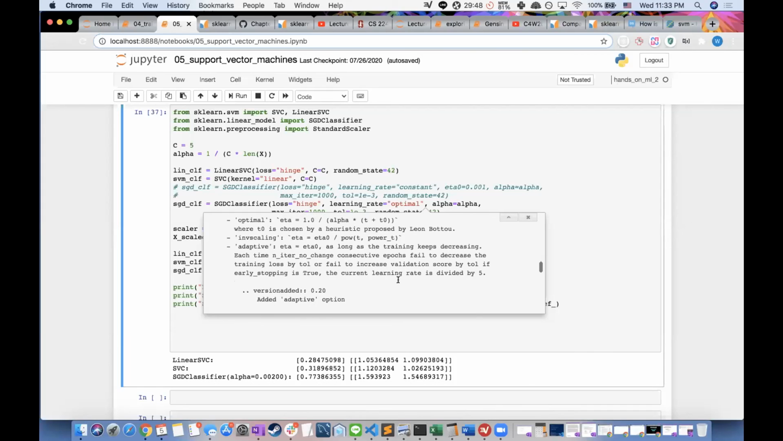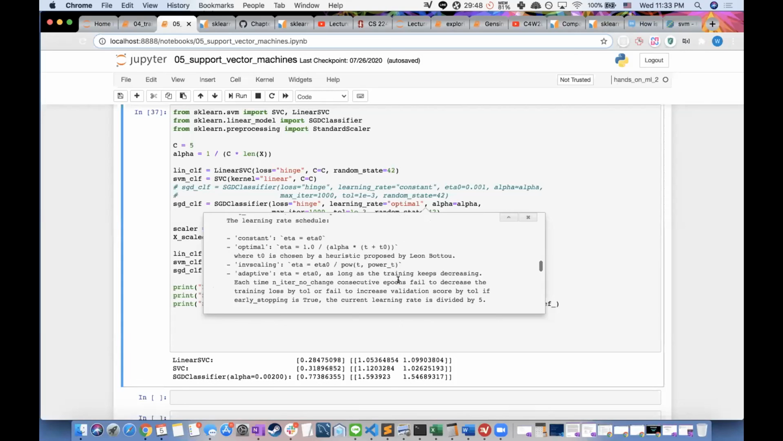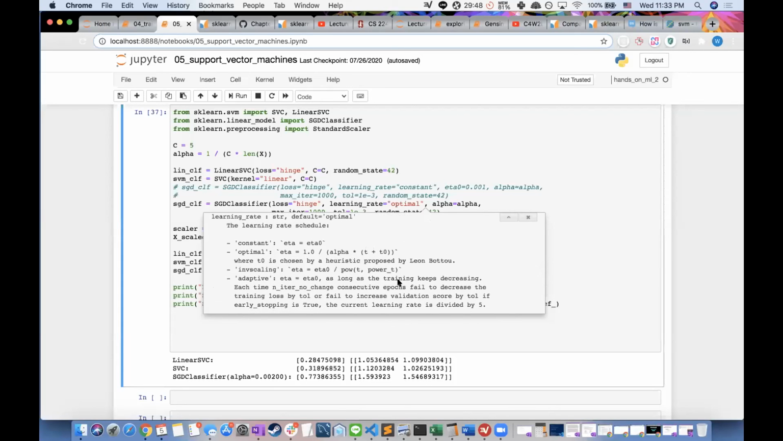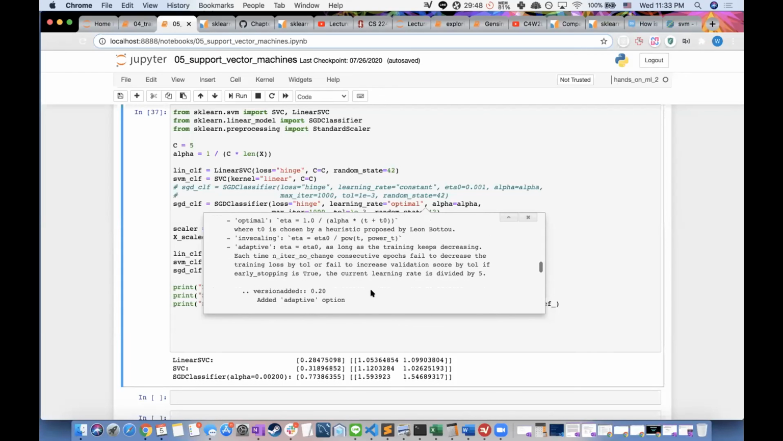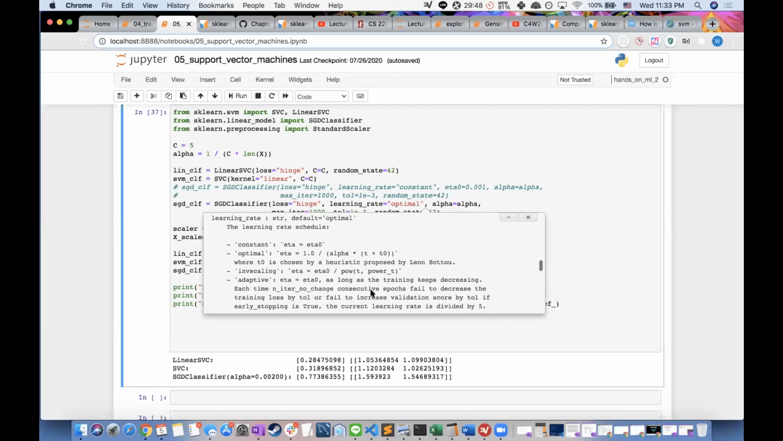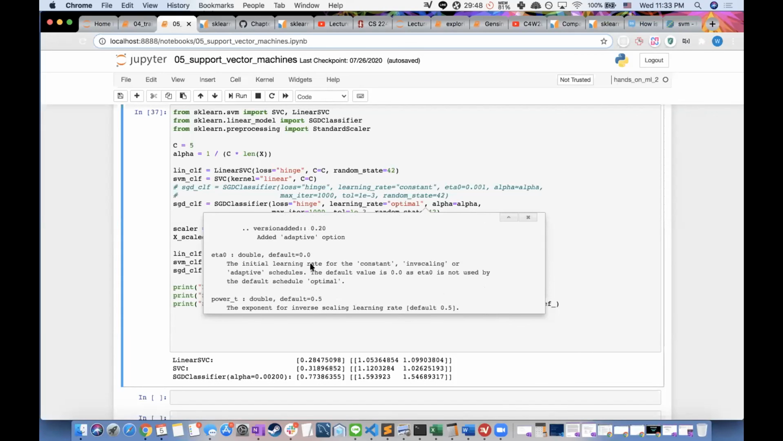Yeah, in fact, if you plug in the appropriate value, it just reduces slowly as you go further. It says as long as the training loss keeps decreasing, decrease. Okay. Got it. Cool. And what's the initial learning rate? Oh, this is the initial learning rate basically for the constant.